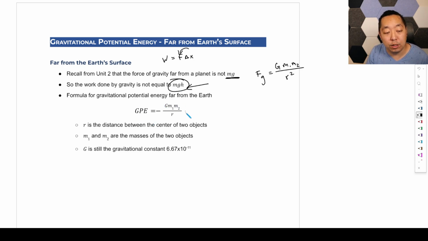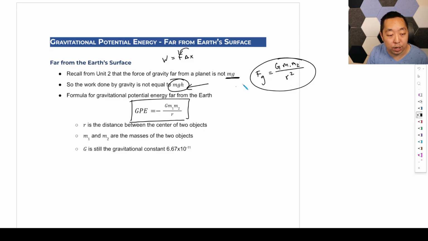But generally, the gravitational potential energy is given by this formula, and there's a couple of things I want to point out. R is the distance between the center of the two objects, just like the force of gravity. M1, M2 are still the masses of the two objects, and G is still that gravitational constant. So it looks very similar, except it's over R. But I want to point out a couple of things.